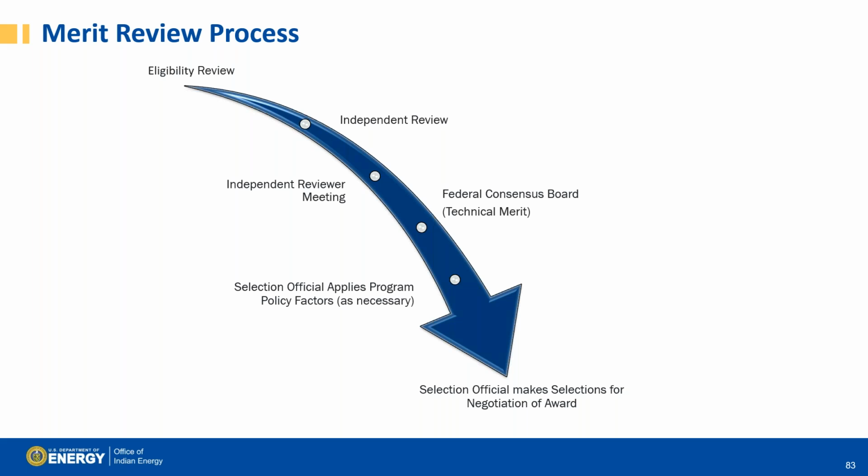Following the Federal Consensus Board, a merit review advisory report is produced, which describes the merit review process, how the merit review was conducted, and sets forth the Federal Consensus Board's technical ratings, addresses the FOA specific program policy factors, and any other selection factors set forth in the FOA. Finally, the selection official reviews that merit review advisory report, considers those recommendations of the Federal Consensus Board, applies those program policy factors if he or she so chooses, and makes a selection decision for negotiation and award. Next slide, please.